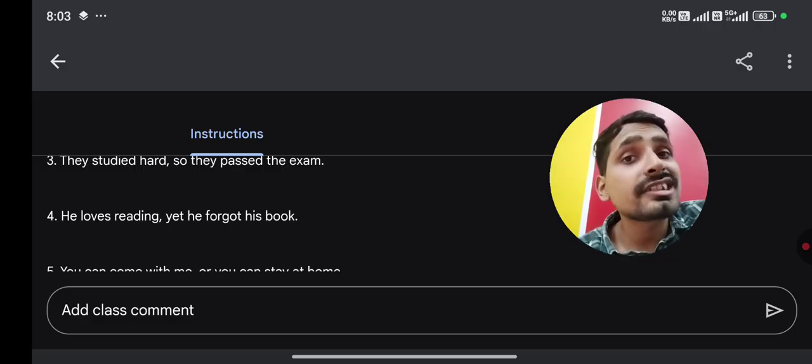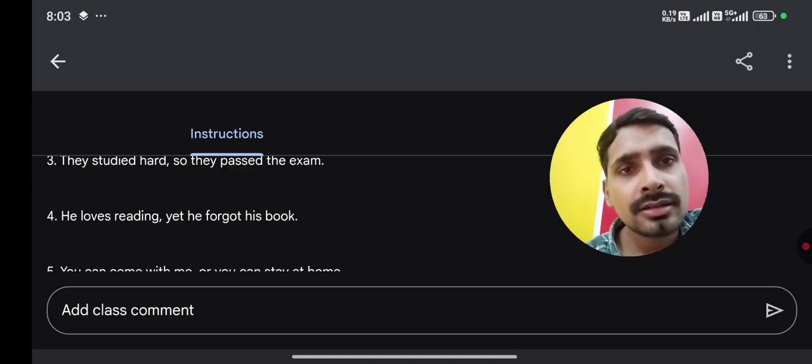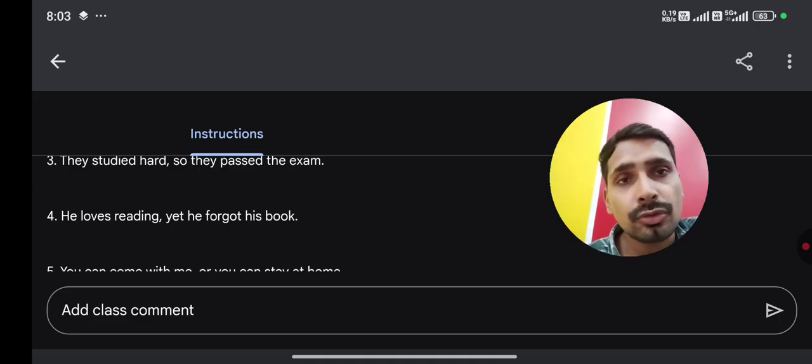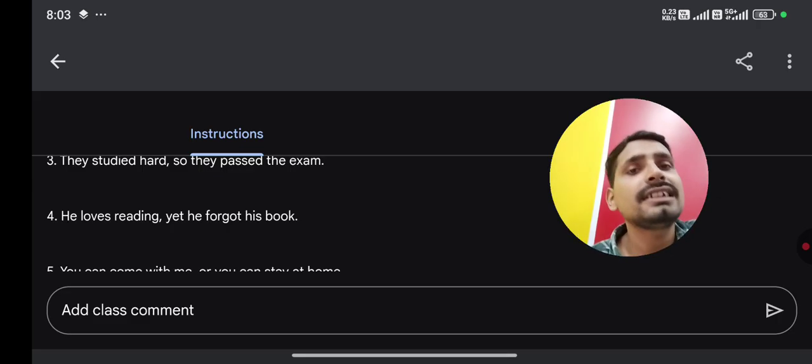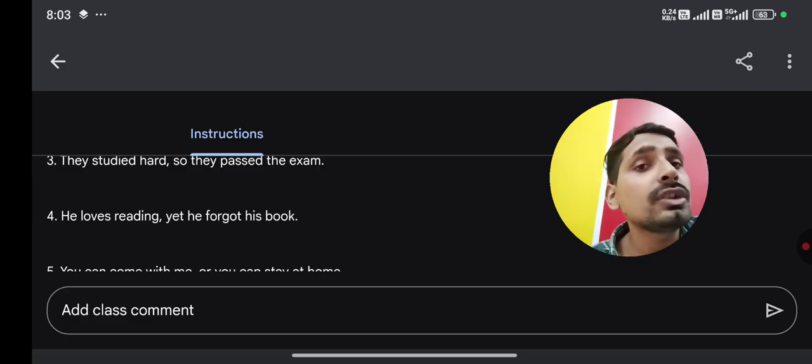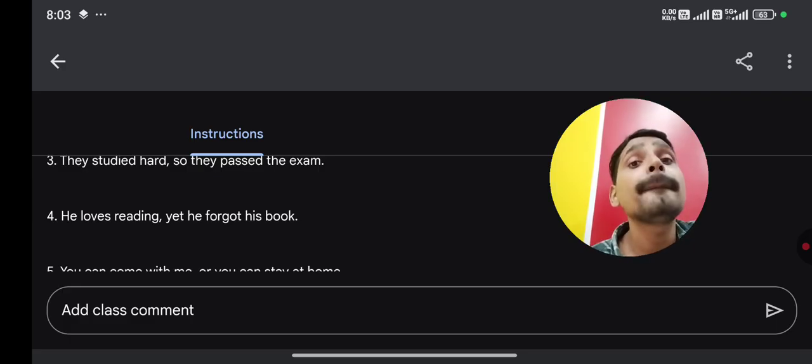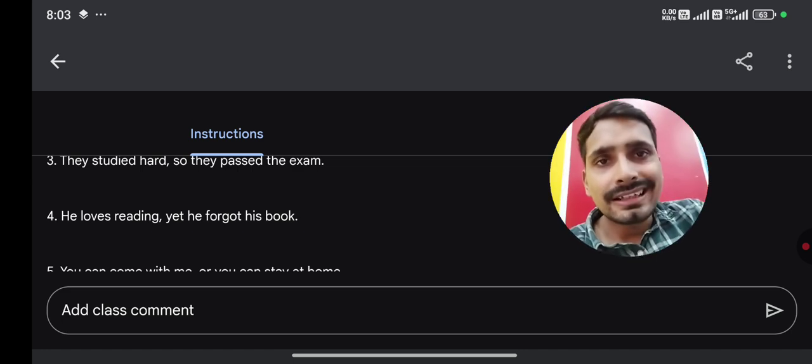Coordinating conjunction, which is the coordinating conjunction? Yes, it is yet. So, yet he forgot his book. So yet is the coordinating conjunction that is conjoining these two independent clauses. Hence, what type of sentence is this? This is a compound sentence.